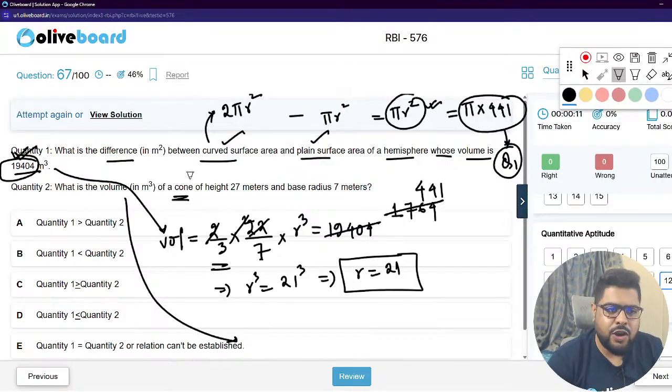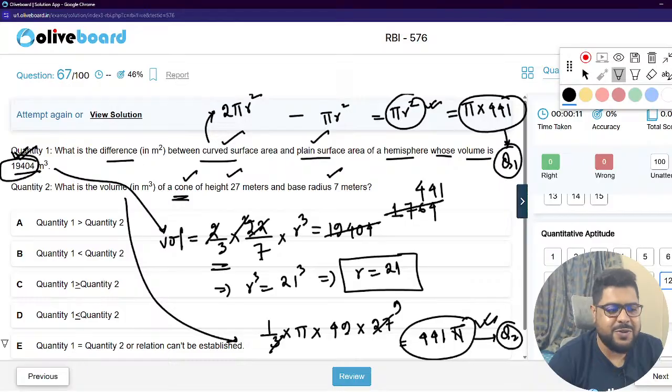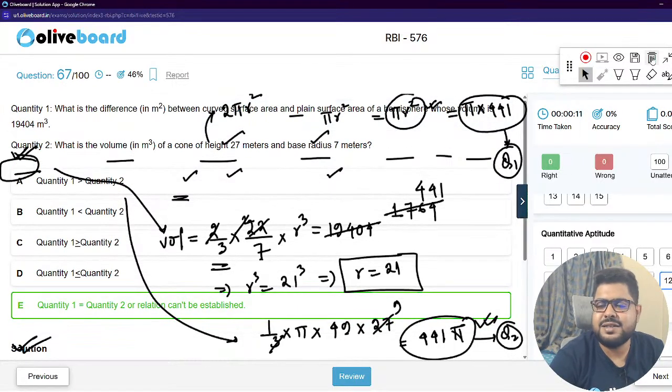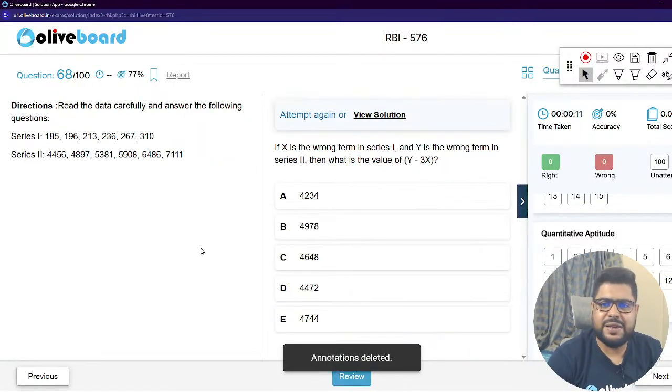Now, volume of the cone of height this, radius this. 1/3 into pi into r square into h. R square is what? Radius square, that is 49, into h is 27. This is 9, sir. 49 into 9, sir. That is 441 into pi. So the answer once again is Q1 is equal to Q2. Option E is the correct answer. Both are equal, sir. Perfect.